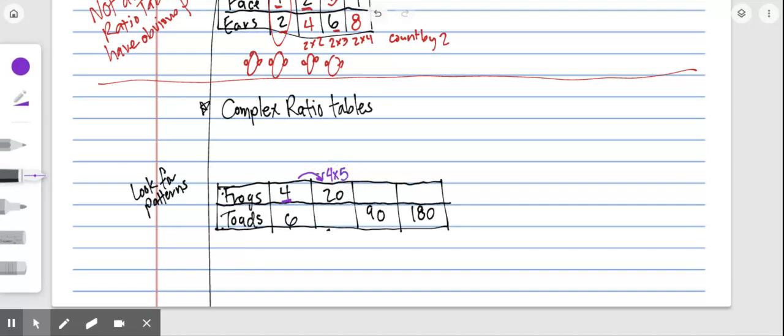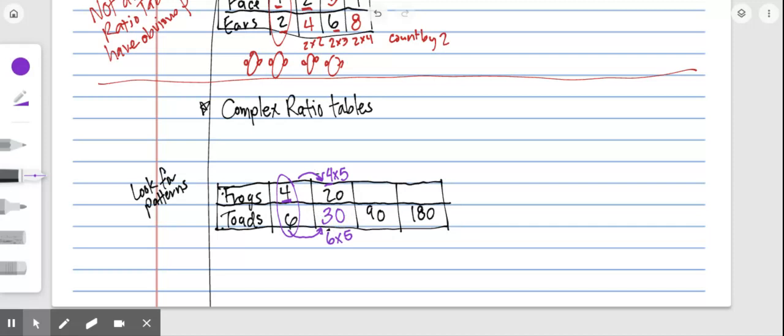Now because I took the 4 from this first ratio, I have to take the number from the first ratio to get this bottom number also. So to get from 6 to this one, I have to also multiply by 5, because 5 is what I multiplied by. So this is 6 times 5. 6 times 5 is 30. So this new ratio is 20/30.